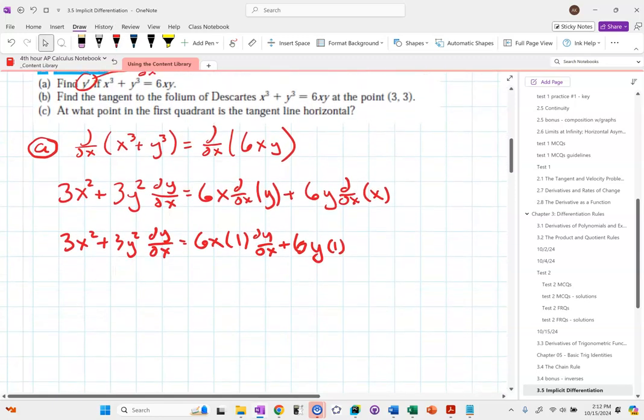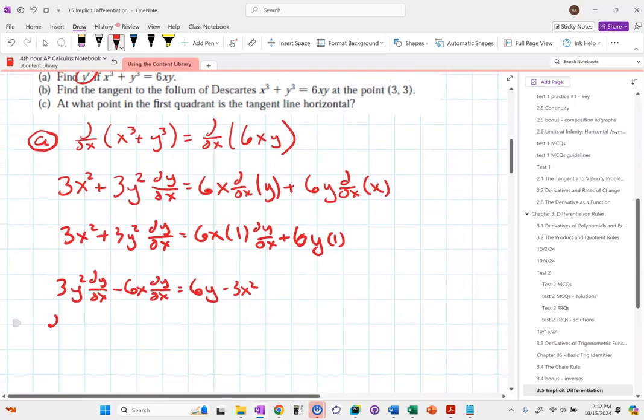Everybody feels so far so good? Okay. So notice the dy/dx is in two different places, right? When that happens, I'm going to group the terms with the dy/dx's onto one side and everything without a dy/dx to the other side. So I'm going to subtract over the 6x dy/dx, and then I'm going to subtract over the 3x squared. Everybody feel good here?